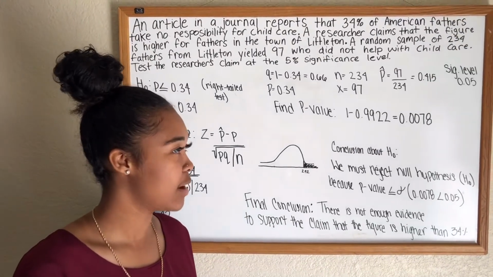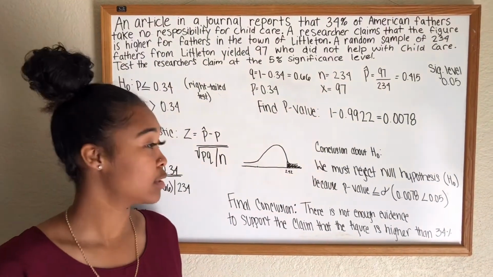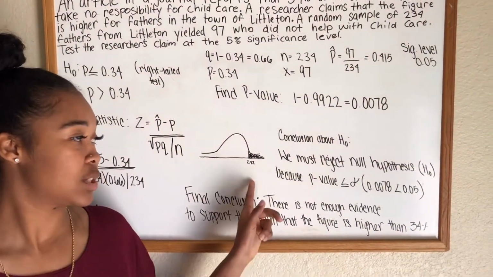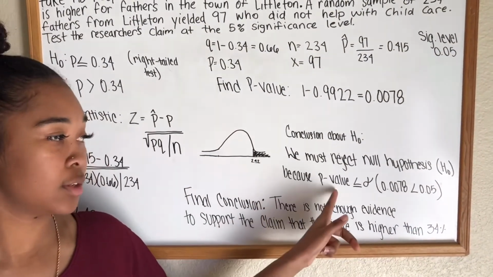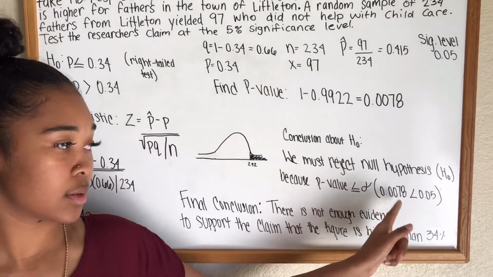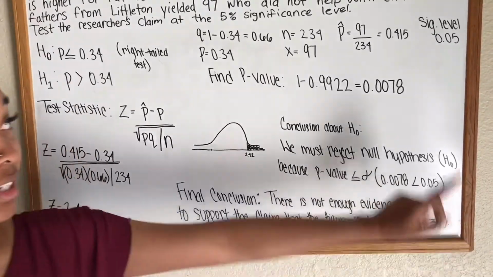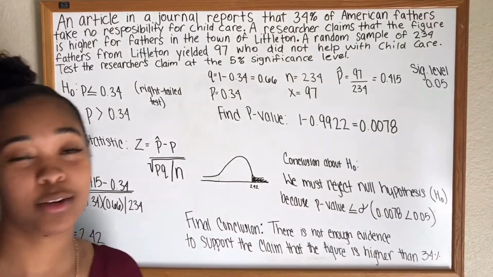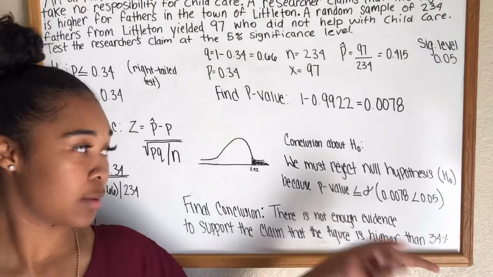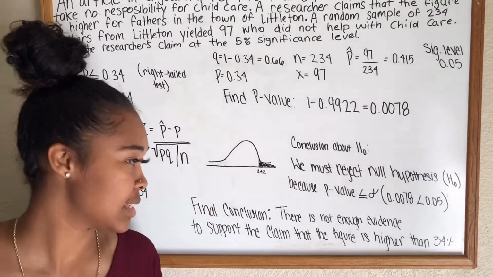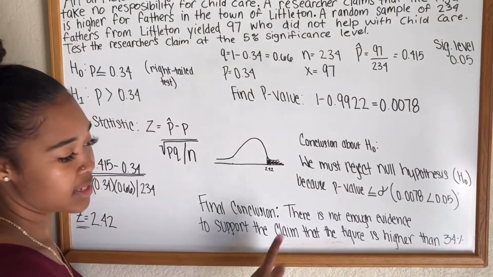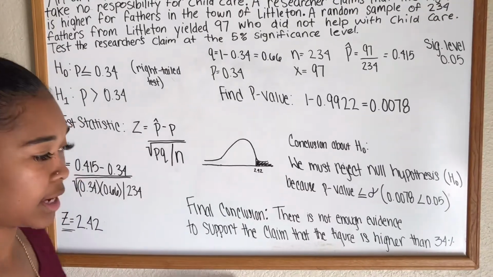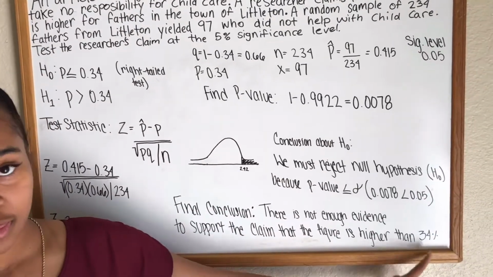Okay, now that we found all our values, we can conclude about the null hypothesis, which we must reject, the null hypothesis H0, because the p-value 0.0078 is less than our significance level of 0.05. So when it's less than, we must reject the null hypothesis. And then our final conclusion is there is not enough evidence to support the claim that the figure is higher than 34%.